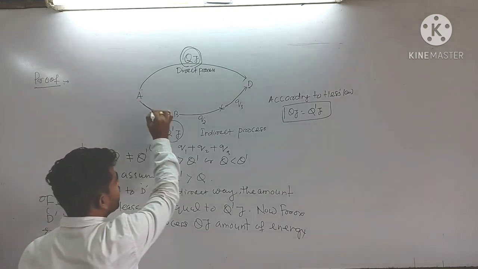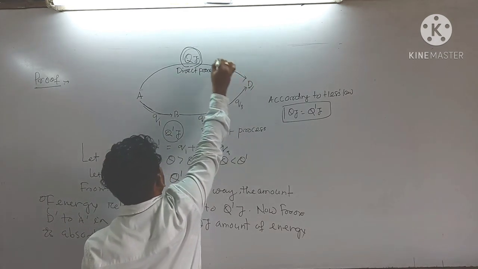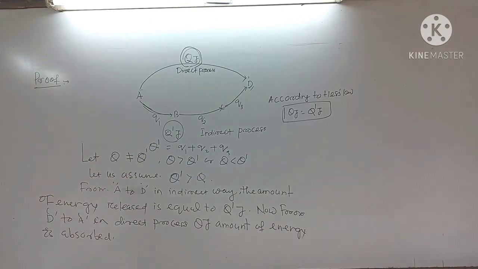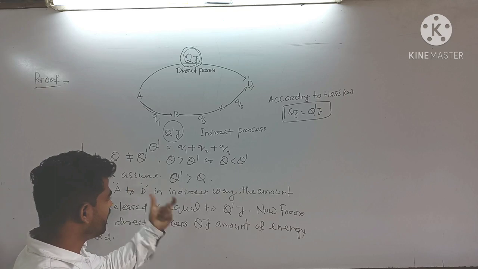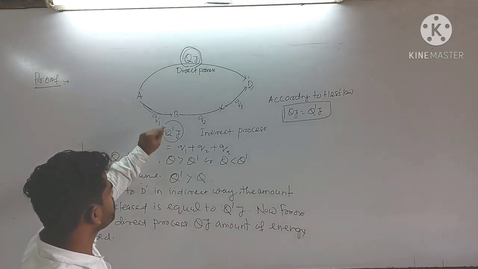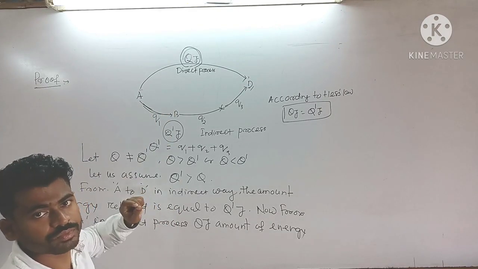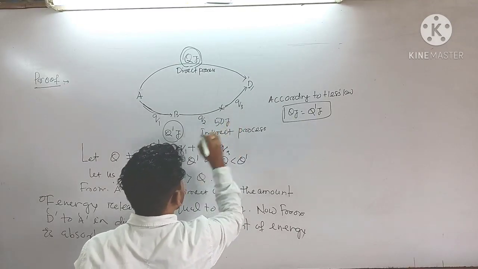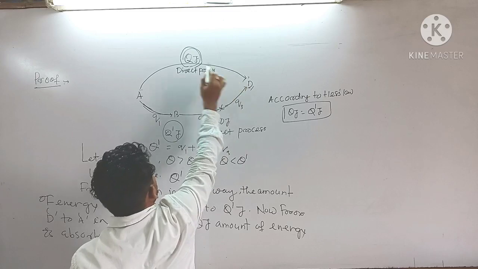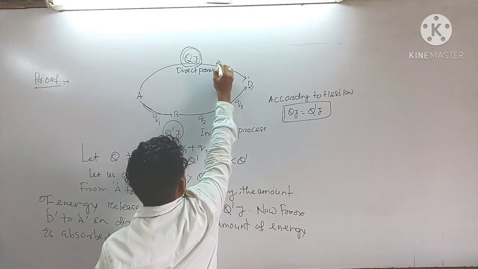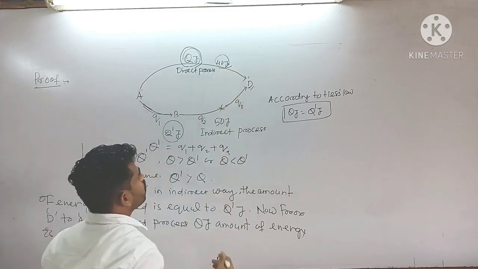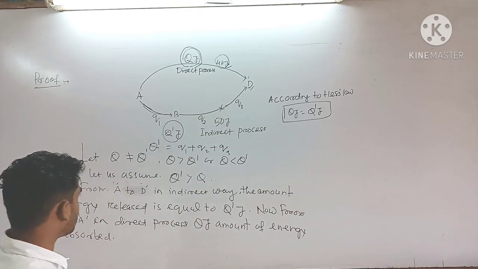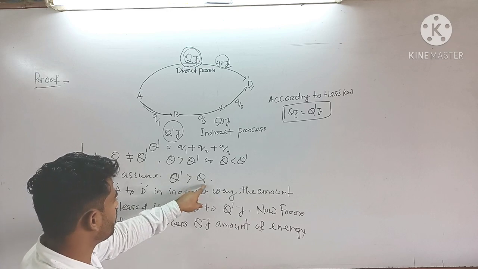So in a complete cycle starting from A to D to A, the amount of energy released will be equal to how much? Q dash minus Q. Suppose here the amount of energy released is 50 joule, and from D to A the amount of energy absorbed is 40 joule. So how much energy is released in a complete cycle? 10 joule.